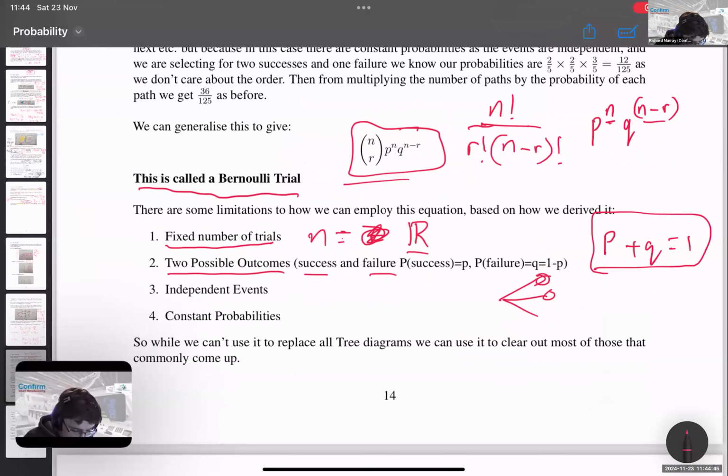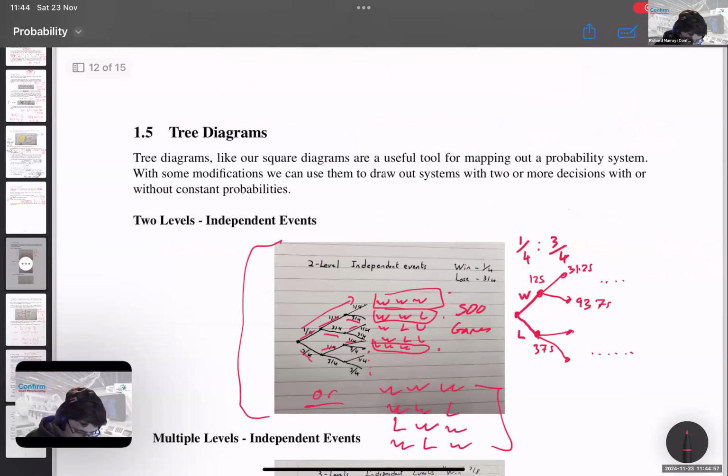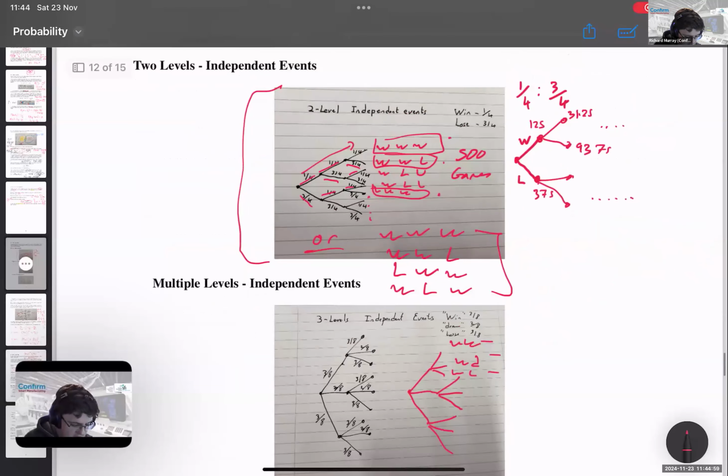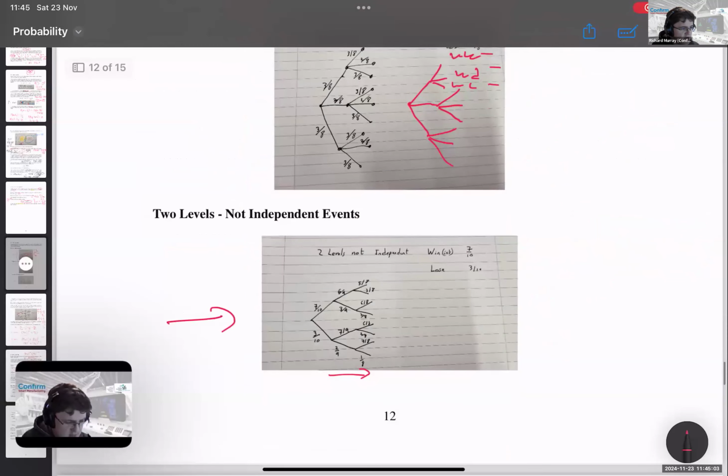To use the Bernoulli trial, events have to be independent. What this means is that this probability and this probability have to remain constant from step to step. So it has to be this type of tree diagram and not this type of tree diagram.